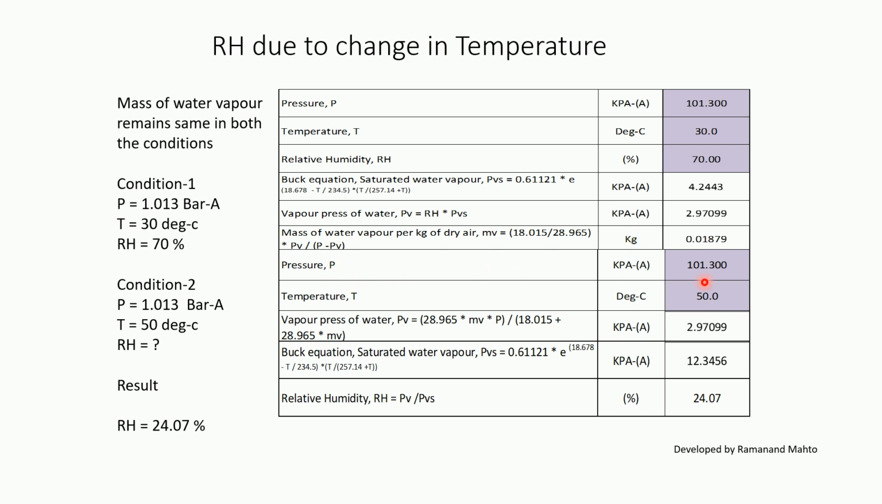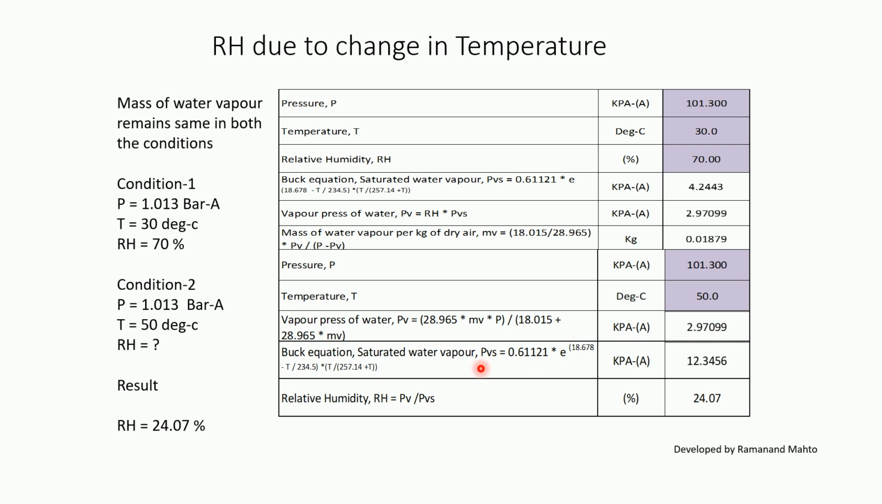Again, now pressure in the second case is same, temperature is now increased. So vapor pressure of water, again you have to use the same equation. mv will be same, so you have to take this mv value here, and P you have to take this. So PV will be same because P total pressure is same, mv is also same, and so that is why PV is the same as before. You see the PV is 2.97, here is also 2.97.